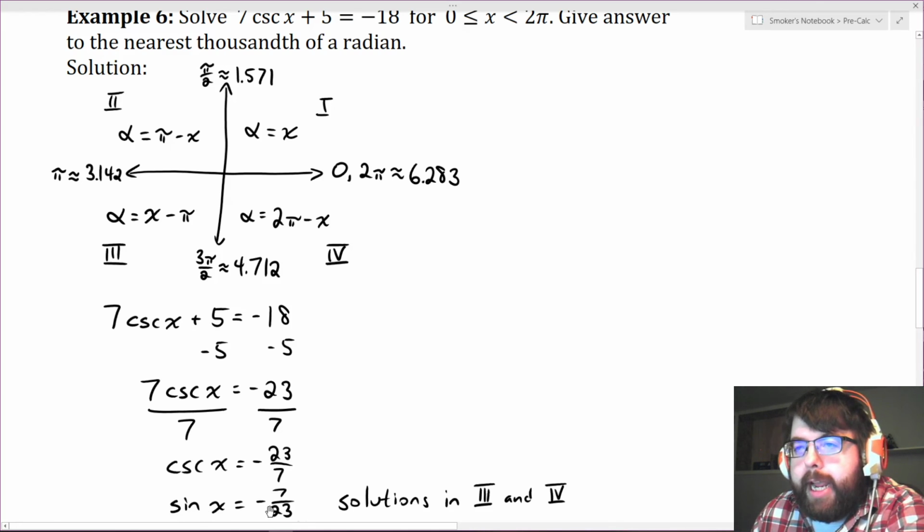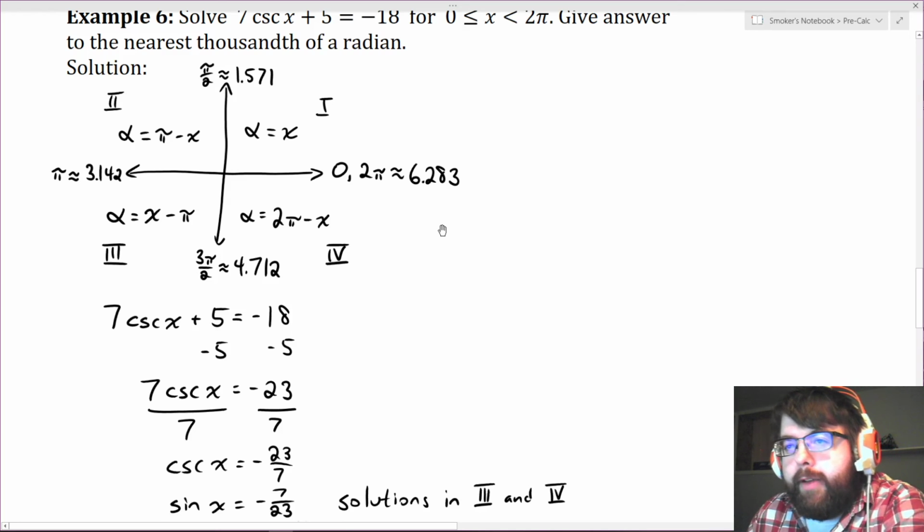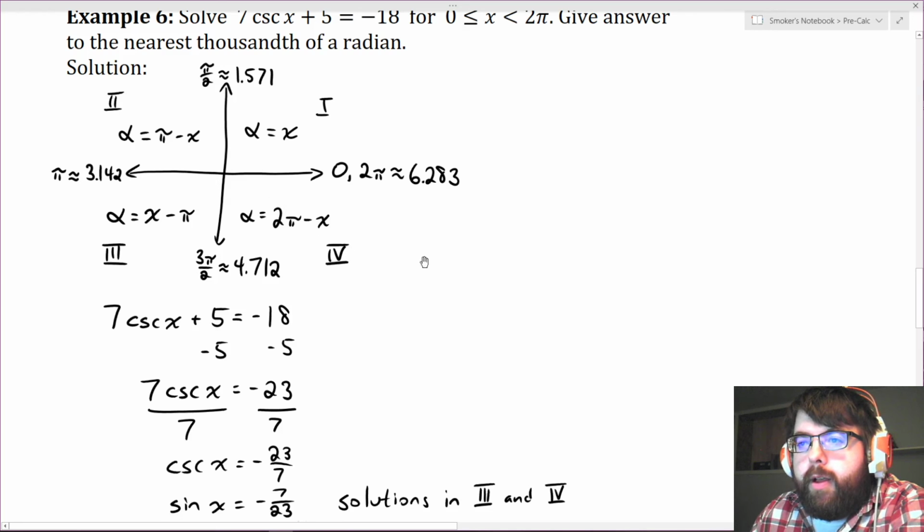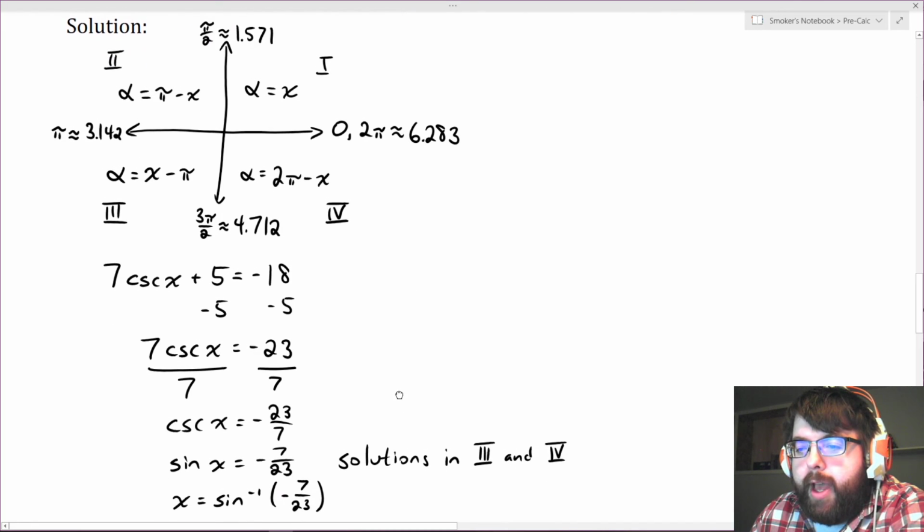So sine will be negative in the third and fourth quadrants. Okay, third and fourth quadrants are when sine is negative. So we'll have solutions in the third and fourth. We're going to do sine inverse of both sides, so x will be equal to sine inverse of negative 7/23.